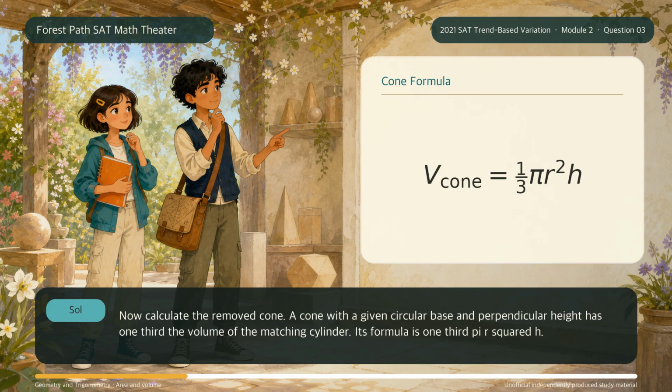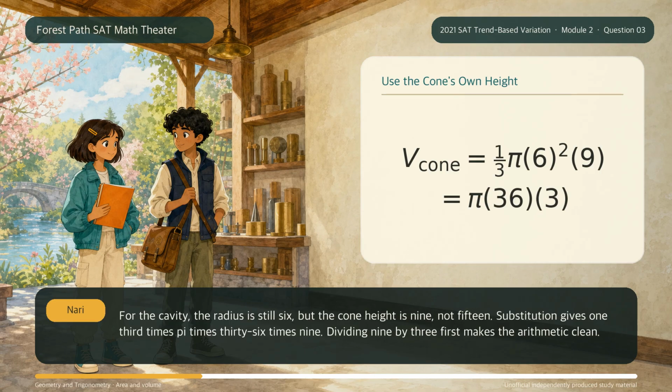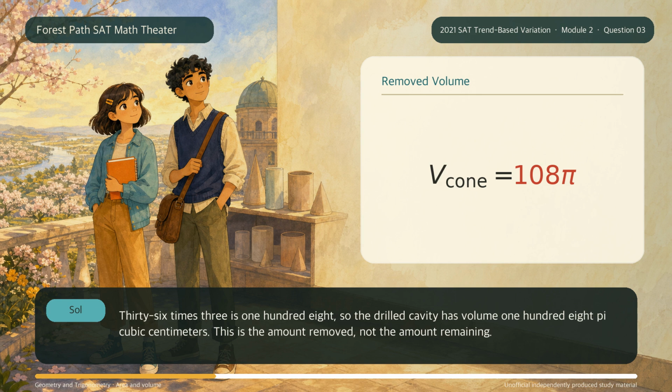Now calculate the removed cone. A cone with a given circular base and perpendicular height has 1/3 the volume of the matching cylinder. Its formula is 1/3 pi r squared h. For the cavity, the radius is still 6, but the cone height is 9, not 15. Substitution gives 1/3 times pi times 36 times 9. Dividing 9 by 3 first makes the arithmetic clean. 36 times 3 is 108, so the drilled cavity has volume 108 pi cubic centimeters. This is the amount removed, not the amount remaining.